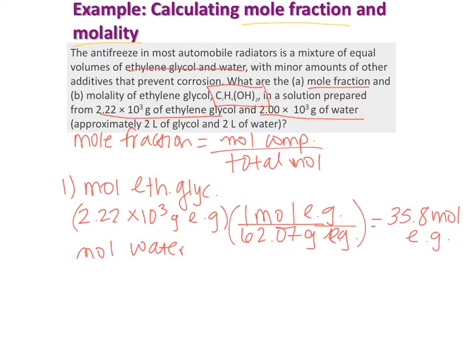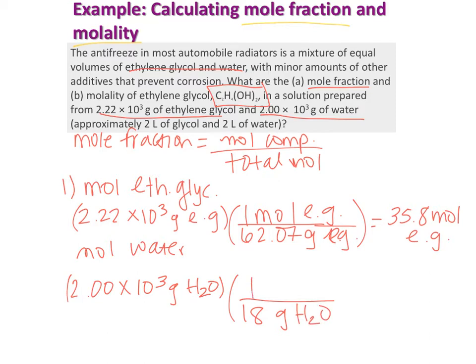For water, we're starting off with 2.00 times 10 to the third grams H2O. And then we are using the molar mass of water. This one's a bit easier. It's about 18. That's what I use. I'm approximating it. This gives me 1 mole of H2O. And remember to cross your units out. From this, we should get 111 mole H2O.